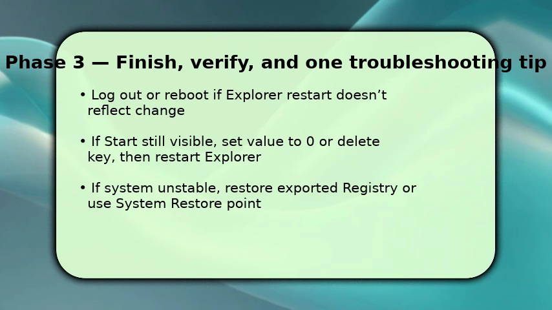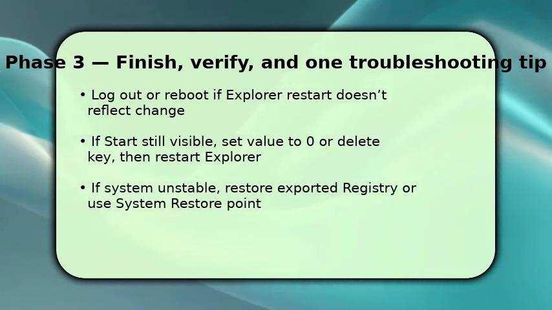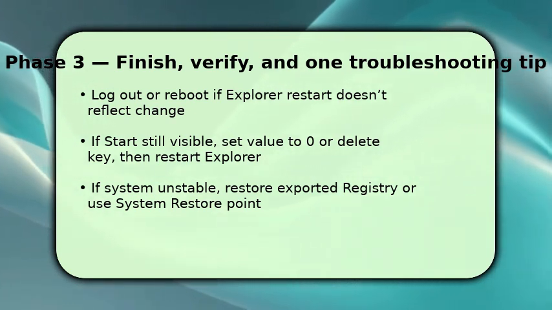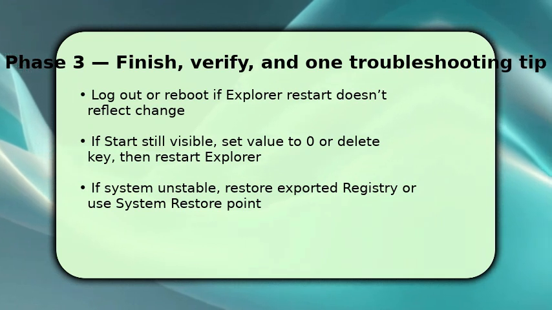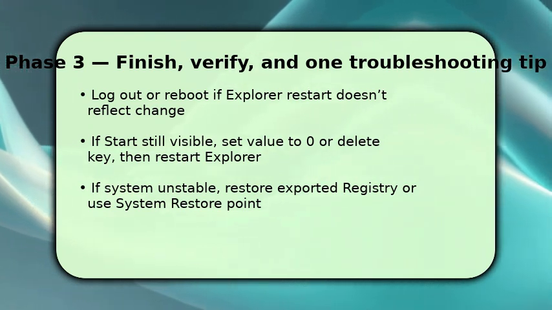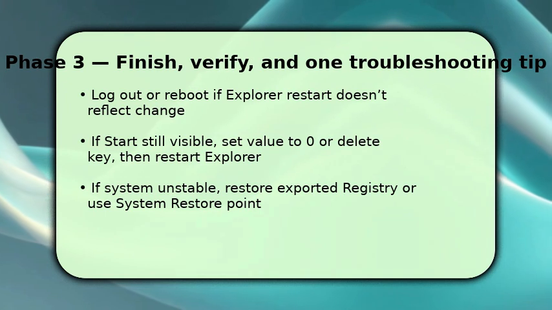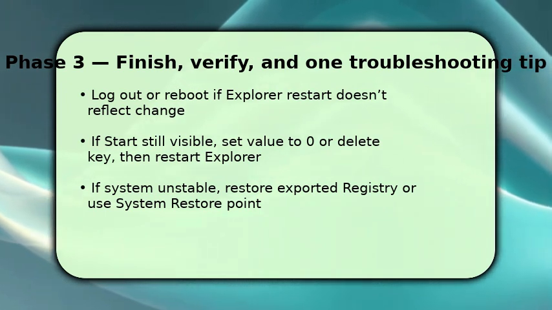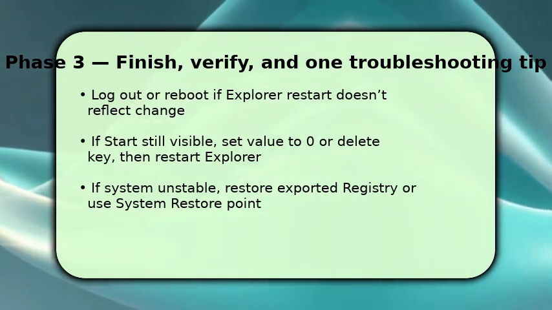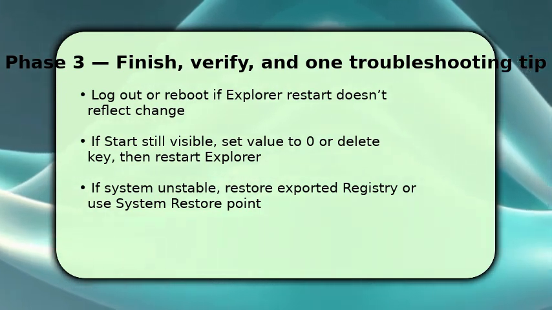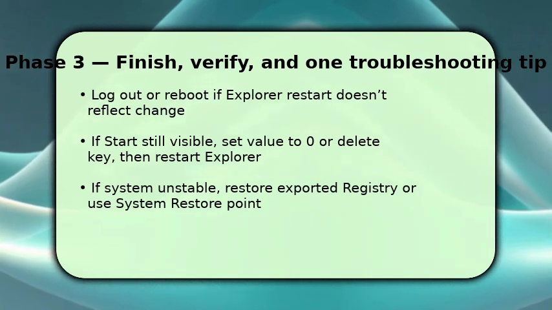If the Start remains visible, reverse the step. Set the DWORD to 0 or delete it, then restart Explorer. If anything breaks, use the registry export or the restore point you created earlier, restore them and reboot. One tip: if Explorer crashes repeatedly, boot to safe mode and revert the key there to recover reliably.